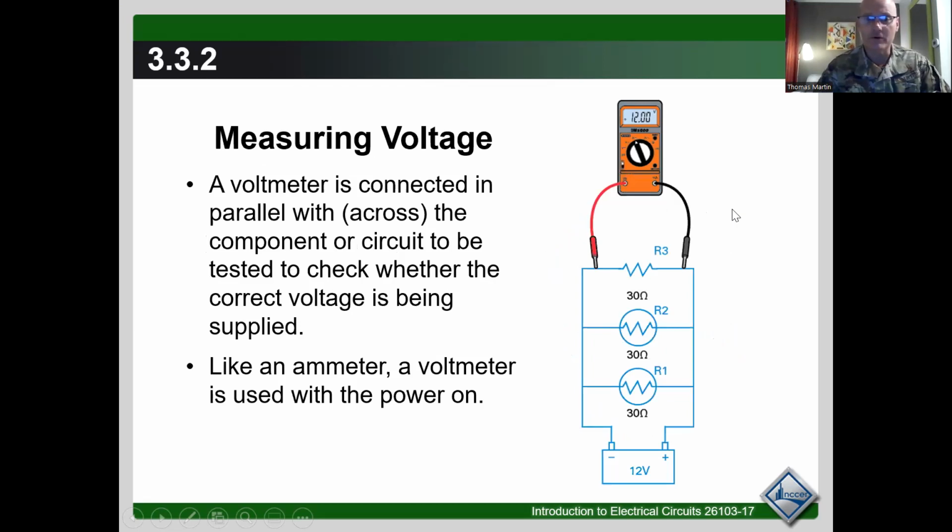All right, so we measure voltage. A voltmeter is connected in parallel across the component in the circuit being tested to check the voltage. When we check voltage, black typically goes to negative and red typically goes to positive. Now you notice the illustration here. It really doesn't matter, to be honest with you. If you're testing, for example, a 12-volt battery and it shows negative 13, just turn your leads around. It's reading backwards.